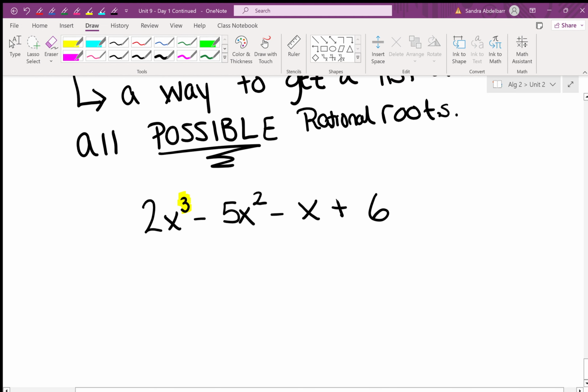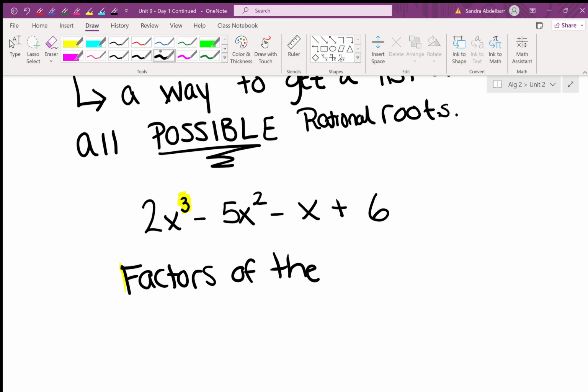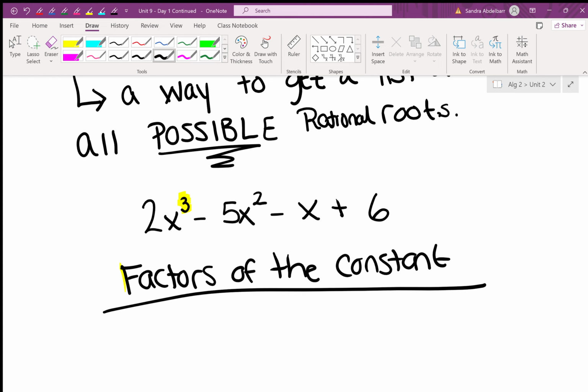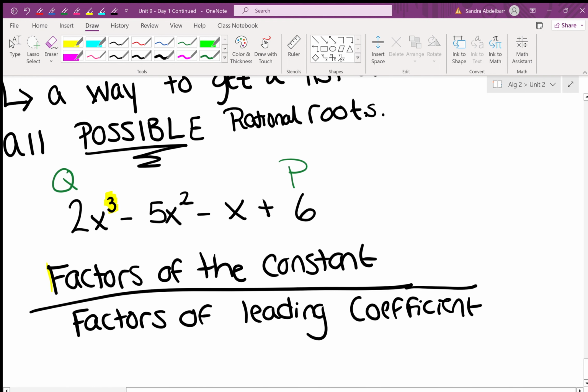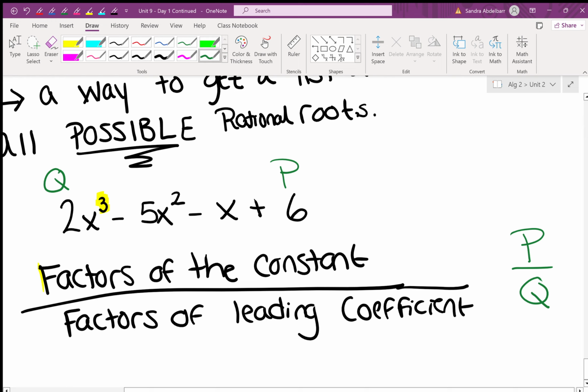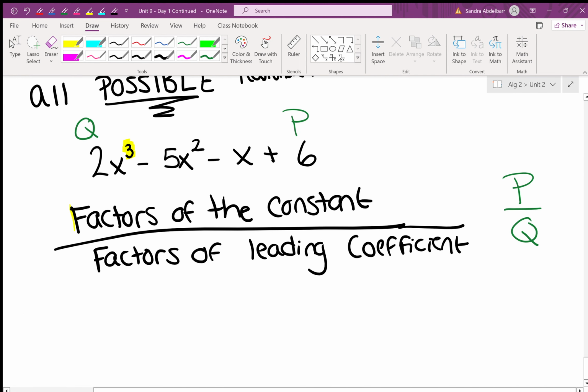And how do we do this? It's the factors of the constant over the factors of the leading coefficient. We call Q the possible factors of the leading coefficient, and we call P the possible factors of the constant. So this is also known as P over Q. I know, it doesn't make sense. Just follow with me. Right now it's not making sense to you.